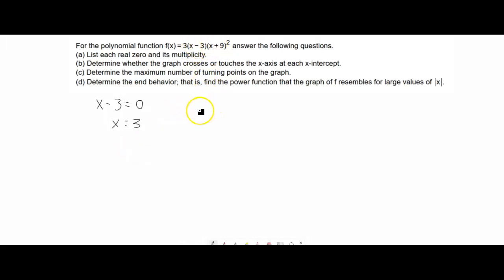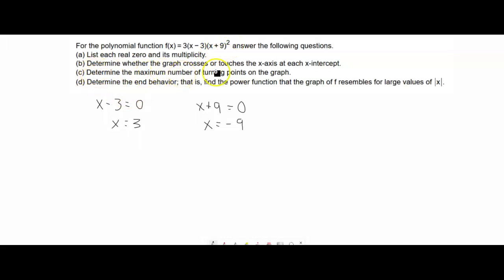The next one, where we have x plus 9 equal to 0, gives us the root when we subtract 9 from both sides: x equals negative 9. Now, the factor that corresponds with negative 9, which is x plus 9, is squared, so that has a multiplicity of 2. What's also useful is that the first one has an odd multiplicity since it's 1, and the second one has an even multiplicity since it's raised to an even number, which is going to lead us right to the next question.